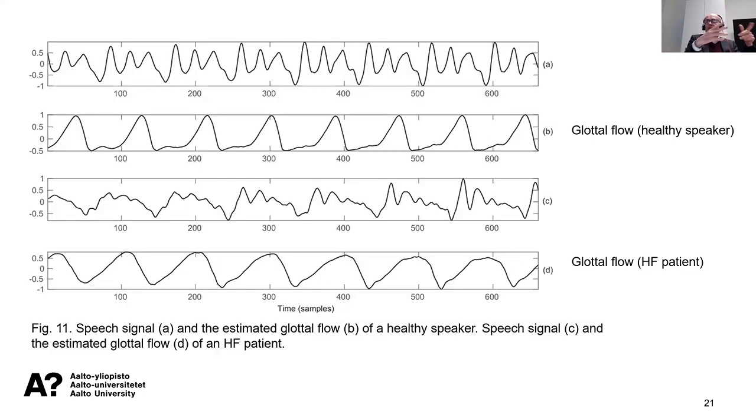And I can show you just one example of a waveform. This is again a bit of a messy picture, but let's look at panels B and D. All these curves are time domain curves, and curve B is an estimated glottal flow computed from a healthy subject. And curve D is an estimated glottal flow computed from a patient suffering from heart failure. And we can already here very clearly see that there seems to be a smoother, more rounded waveform in the glottal excitation for the patient compared to the healthy subject.